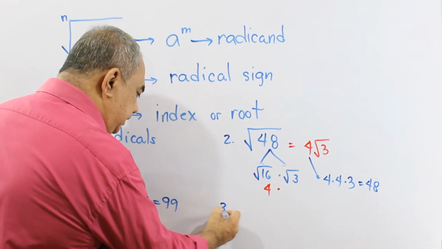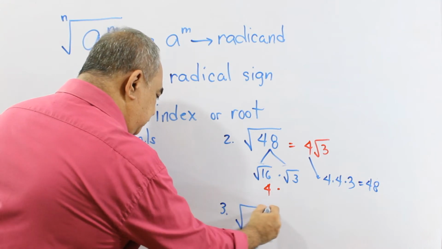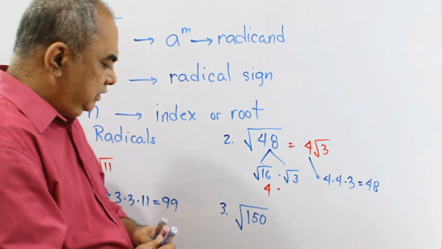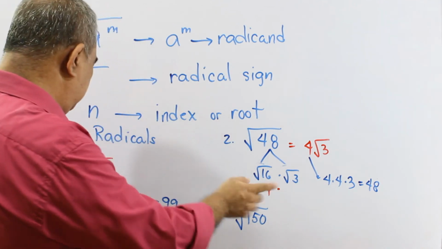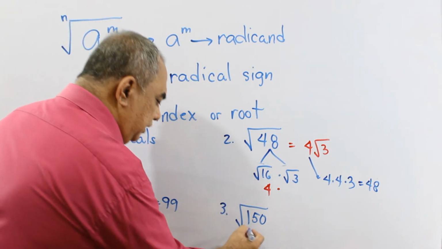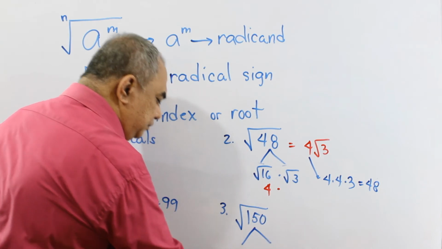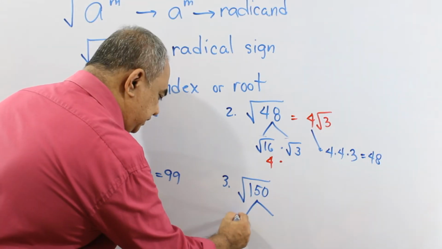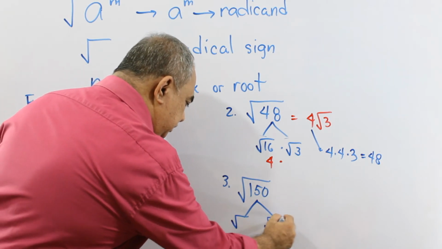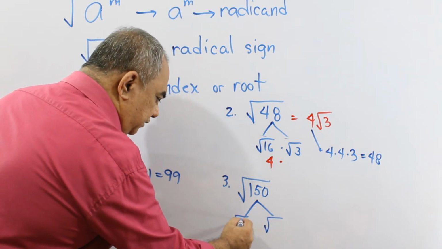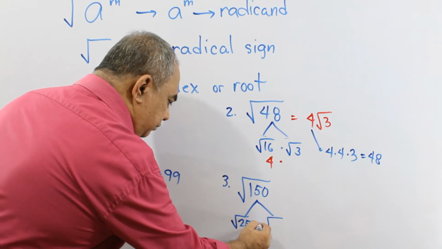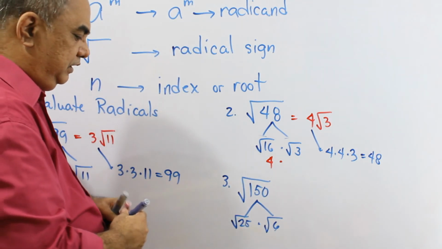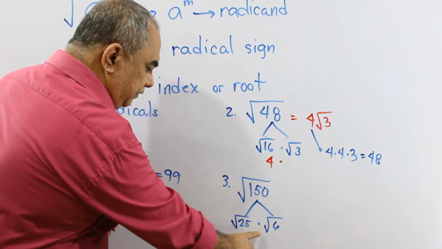Say for number 3, we have square root of 150. Alright, so this is quite a bigger number compared to the previous two. So we're going to think of two numbers that, when multiplied, will give us the value of 150, and then place them inside the square root. That could be 25 multiplied by 6. So the square root of 150 will give us square root of 25 times square root of 6.